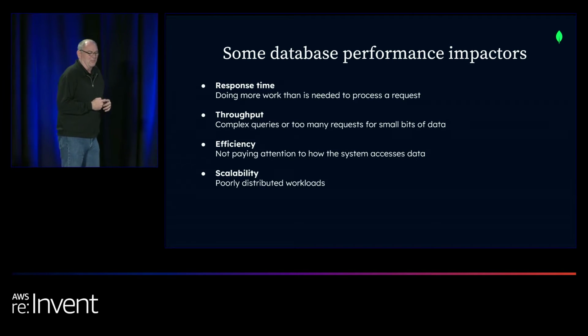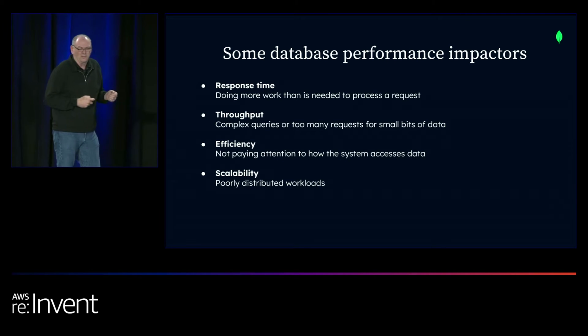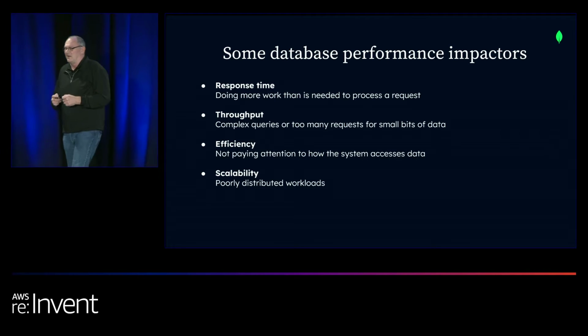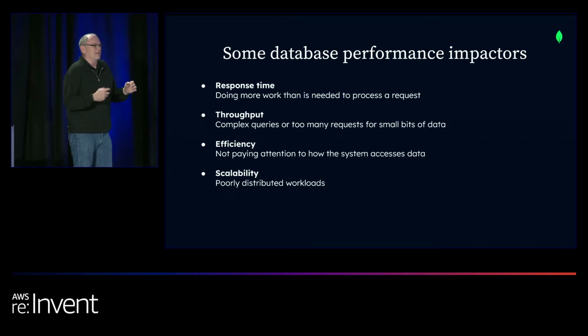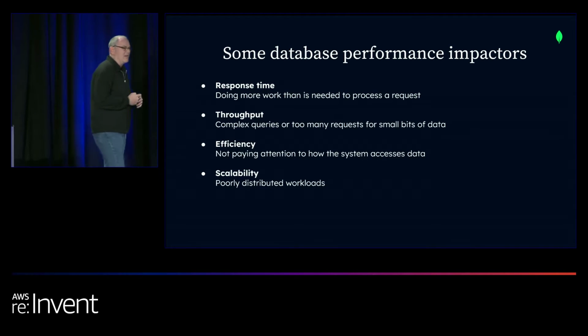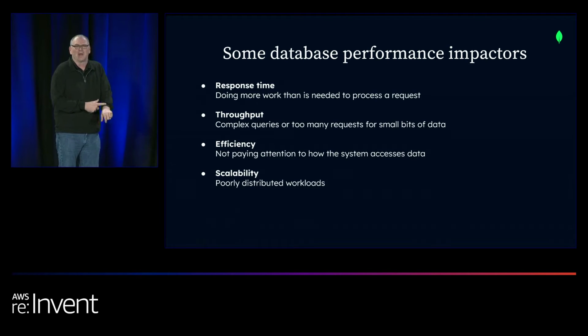That's going to impact our response time. Throughput is similar, right? Complex queries, things where we're making too many requests for small bits of data, right? This is a real bad impact in NoSQL data models. When we're storing data in too many containers and we're retrieving those data from separate containers, all the requests that we're making can start to impact the throughput of the system.